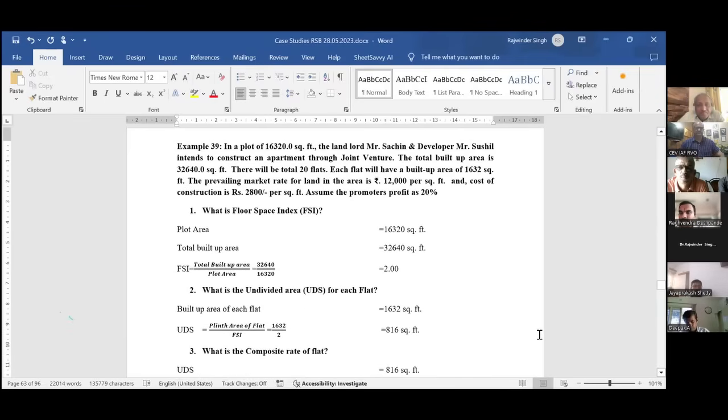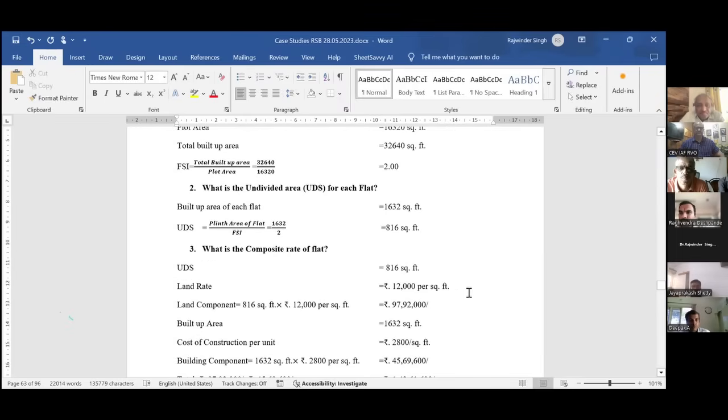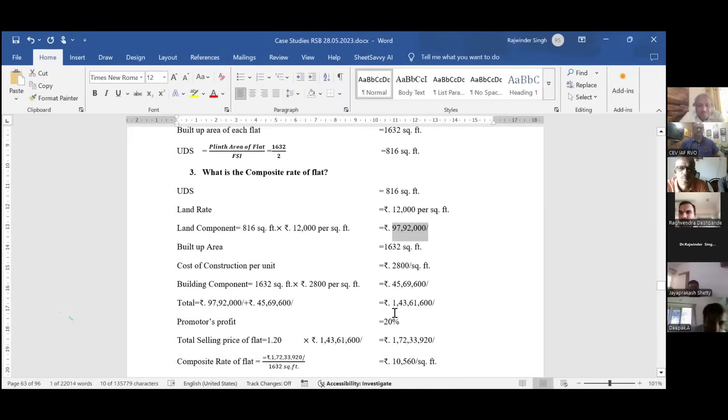How much land do you require? 816. So for 816, you calculate the land component, that comes out to be 97 lakh 92,000. So the total value will be 97 lakh 92,000 plus 45 lakh 69,600, 1 crore 43 lakh 61,600.